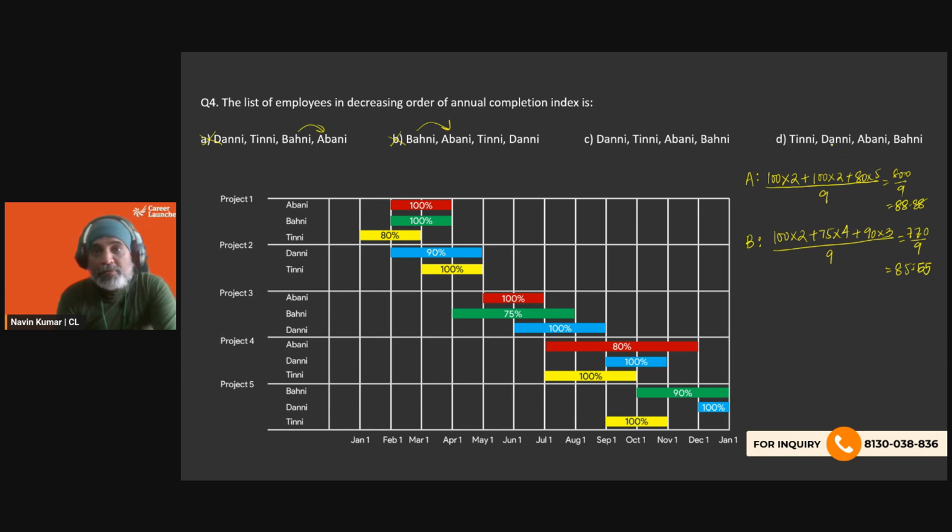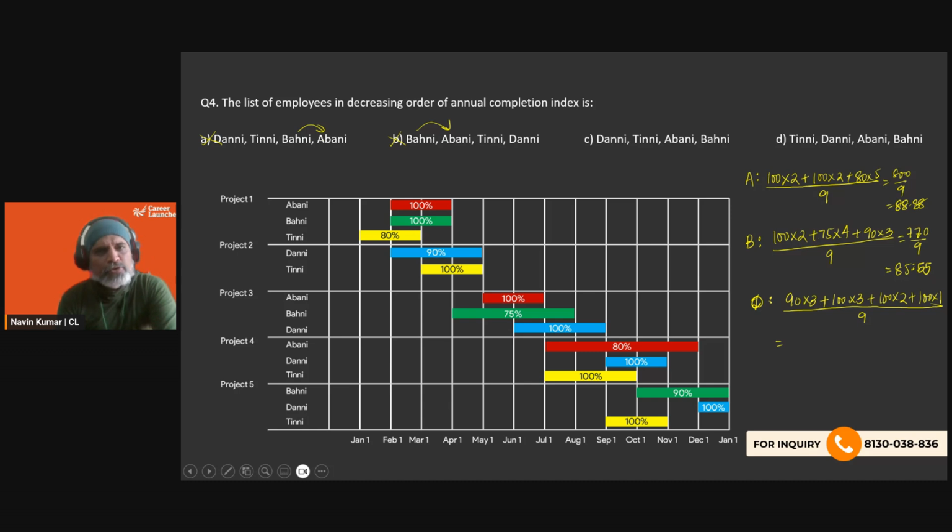Now, between these two, we have to check between D and T anyways, right? So let's check for D now. For D, it is going to be 90 into 3 plus 100 into 3 for project 3. Then it is 100 into 2 for project 4. And then it is 100 into 1 for project 5. And 3 plus 3 plus 3, which is 9. Basically, we have seen that the number of months everyone has worked is 9, so that's why we are getting 9 all the time.